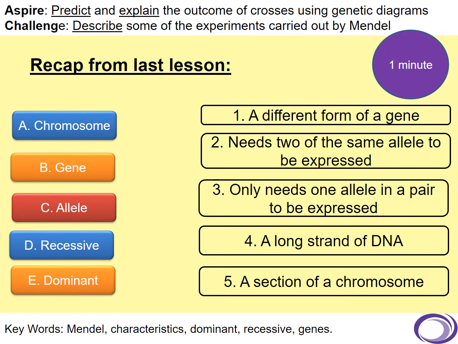Okay, some key words then, and I keep recapping these in many lessons because they are absolutely key to this unit. If you can understand the inheritance language, everything else is quite simple. So there's five key words, A, B, C, D, E. Match them to the definitions 1, 2, 3, 4, 5. Just make a note, if you think a chromosome is a different form of a gene, just write down A1, and I'm just going to give you 1 minute.